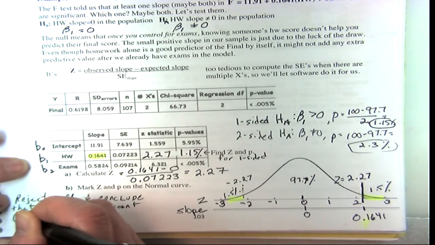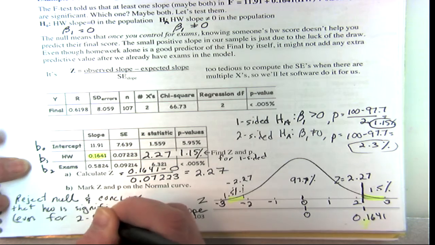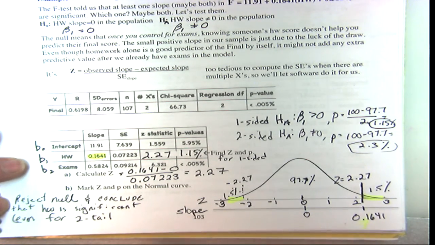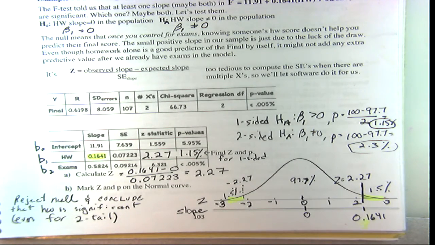It's significant even for a two-tailed test. If it's significant for two-tail, of course it is for one-tail, because that's even half the p-value. So even if they were asking for a two-tailed hypothesis, it's significant. All right, does that make sense for people? So this is a review of what you've done before.